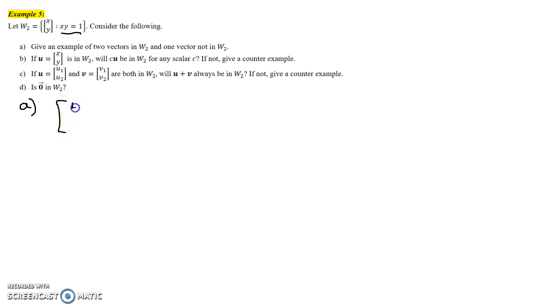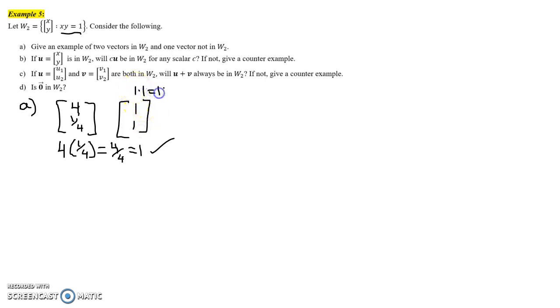So we could do something like (4, 1/4), because the x component times the y component, x times y, is equal to 4 over 4, which is 1. So that would work. (1, 1) would also work, certainly, because the x component times the y component is equal to 1. Similarly, we could do (-1, -1), because the x component times the y component is equal to 1. So we asked for 2, and there are 3 examples of vectors in W2.